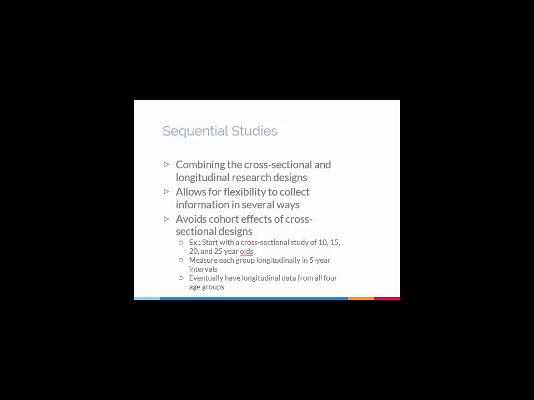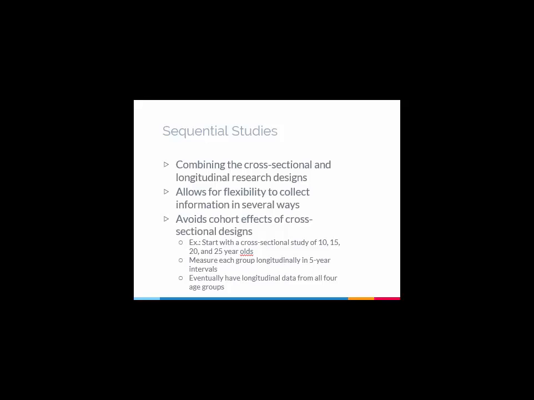The final type of design is a sequential design. In sequential designs, investigators conduct several similar cross-sectional studies and longitudinal studies called sequences. The sequences might study participants over the same ages but in different years, or they might study participants over different ages but during the same year. So this allows for flexibility in collecting information multiple ways, and it also avoids the cohort effects of cross-sectional designs.